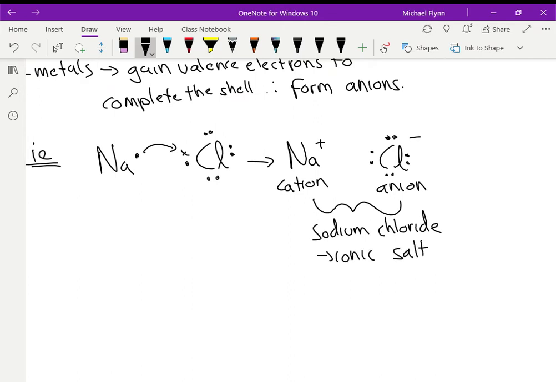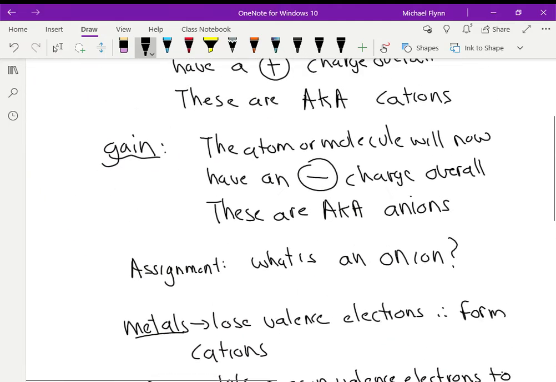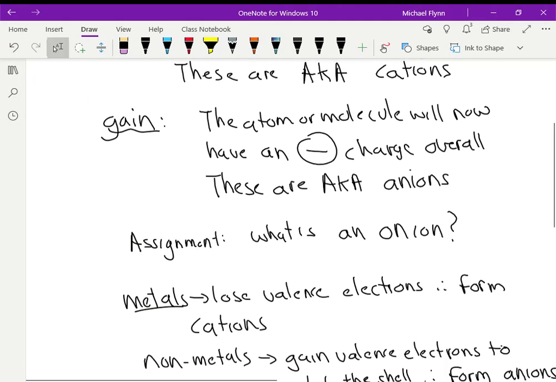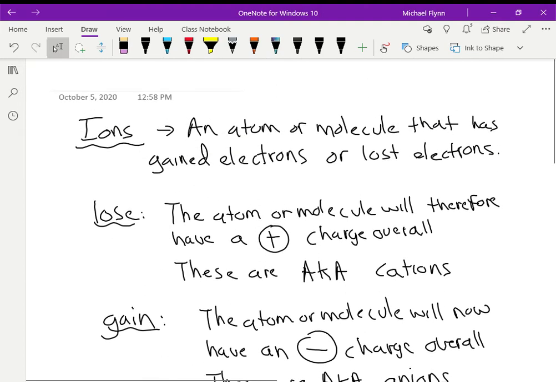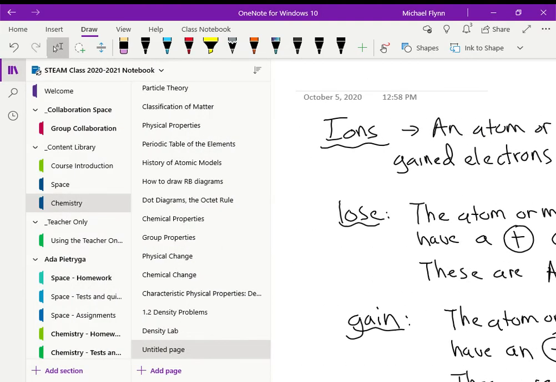Okay, ionic because the atoms consist of ions embedded in the salt. Sodium and chlorine ions, right? The sodium positive ion and then the chlorine negative ion. All right, so there you go. Now you know what ions are. You know what cations are. You know what anions are. Okay, and they're just charged atoms or molecules, right? And you know how they do that. They do it by gaining or losing electrons.